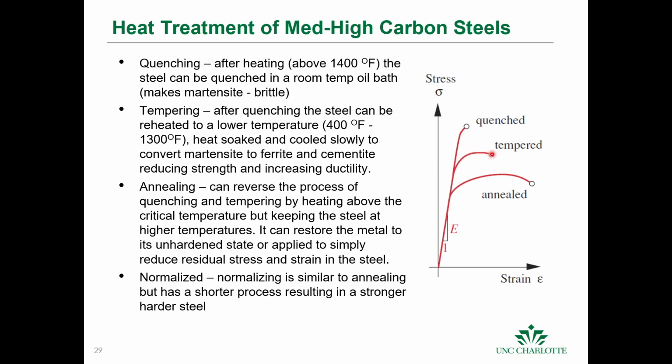So if you care about the fracture toughness, the modulus of toughness for that material, then these are the trade-offs that you're making when you select a material. And then annealing can reverse the process of quenching.